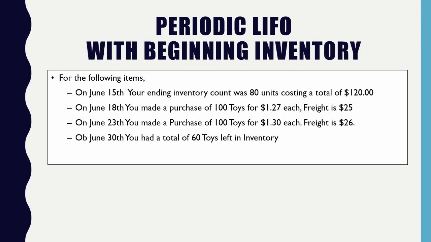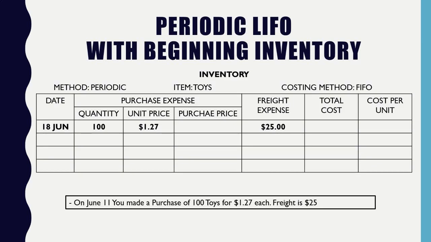Here's something else you need to know: on June 30th, someone took a physical count and found that there were 60 toys left on hand. Let's plug all those numbers into our inventory worksheet. This middle section is for your purchases only. Beginning inventory you plug into the extra table on the right side. So I'm just recording all of my net purchases. Here you go, 100 toys at $1.27 with a freight of $25.